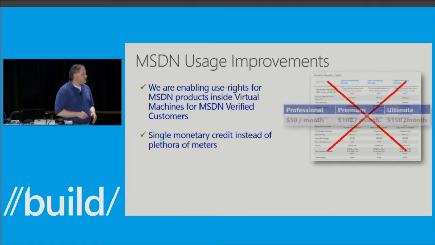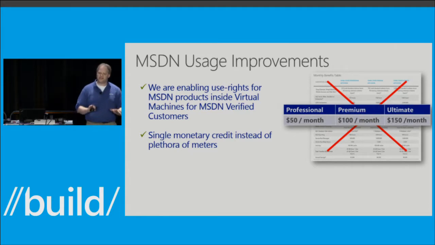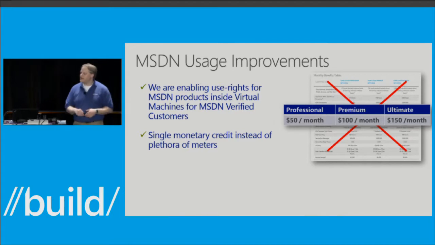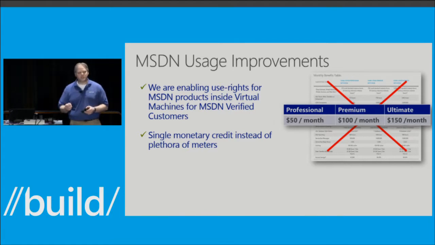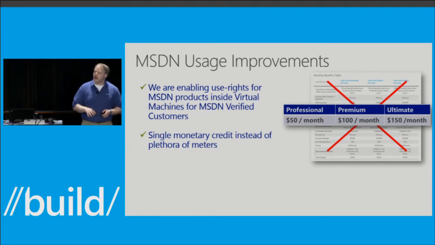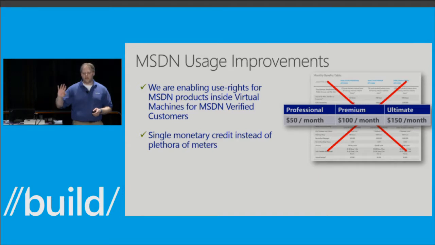We've moved to a much more simple model where you have a set amount of dollars that you can use across Windows Azure for any of the services. You can very easily see how much of your free credit you're using. Depending on the level of your MSDN account, Professional is $50, up to Ultimate, which gives you $150. You can see exactly what you're using. You can get a projection of whether you're going to make it to the end of the month or hit the cap.